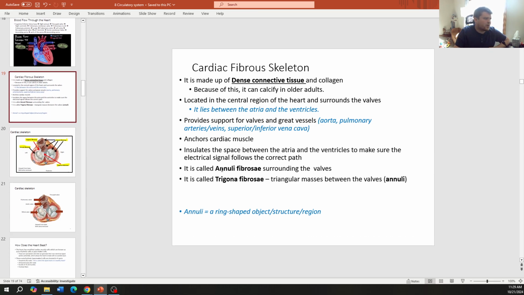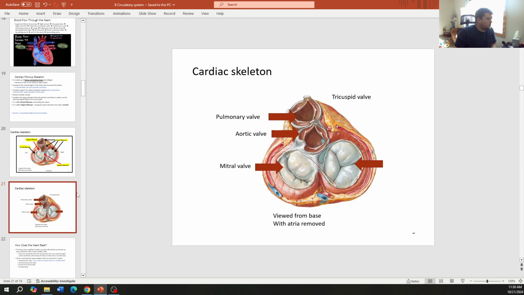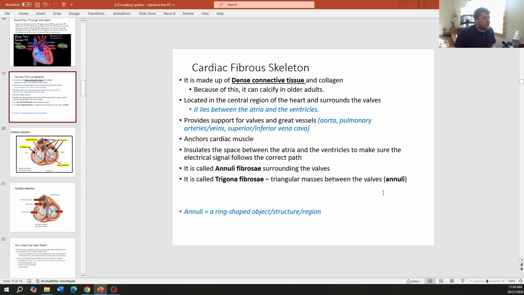We have a little bit of vocab. Annuli fibrosae are the parts that surround the valves themselves. The trigona fibrosae are the triangular parts between the valves. Annuli just means a ring-shaped object, structure, or region. So let me correct myself there real quick. The annuli is the fibrous part that surrounds the valves, so it's circular, ring-shaped. The valves themselves aren't annuli.